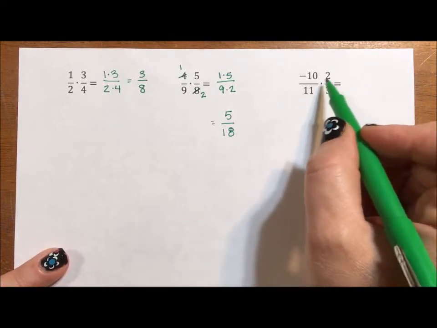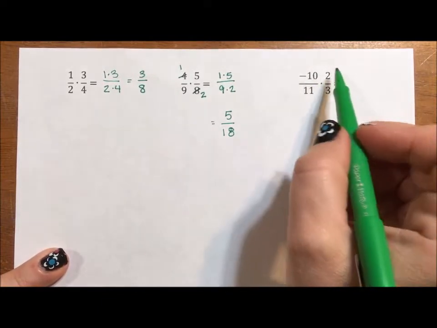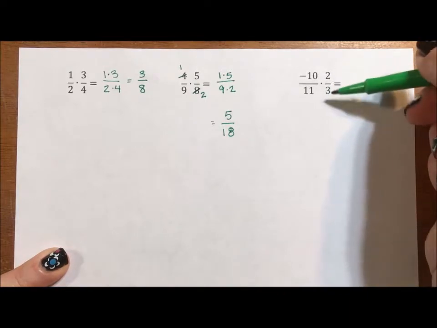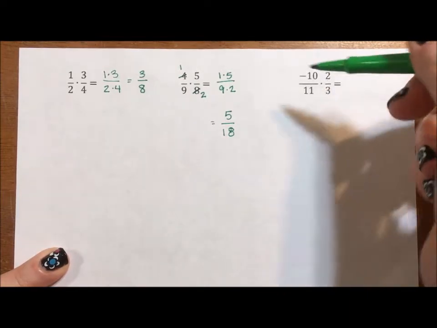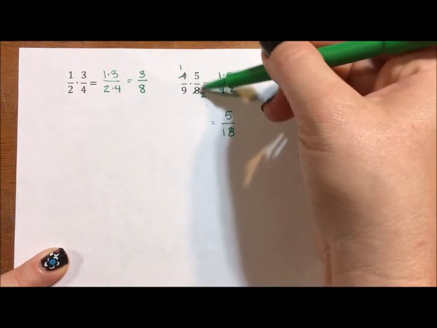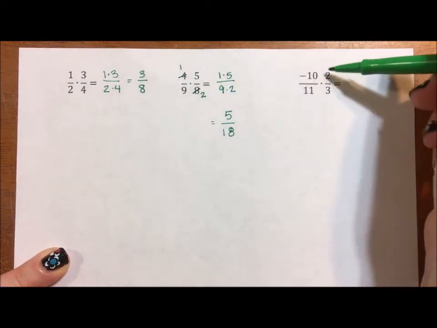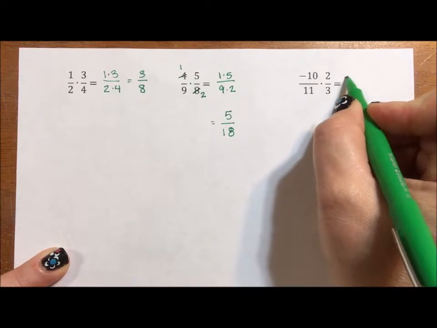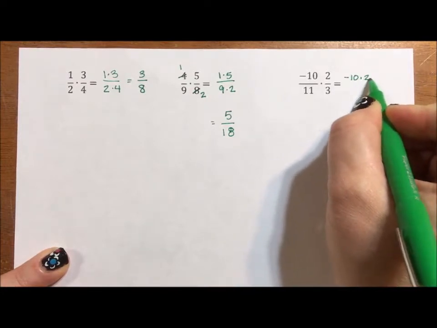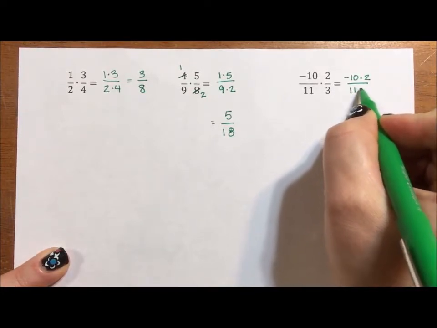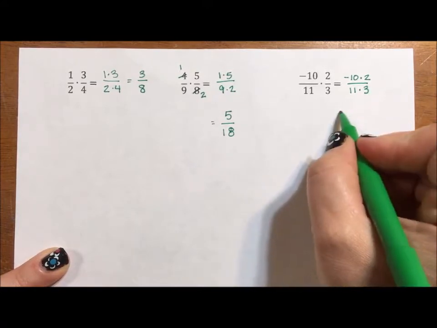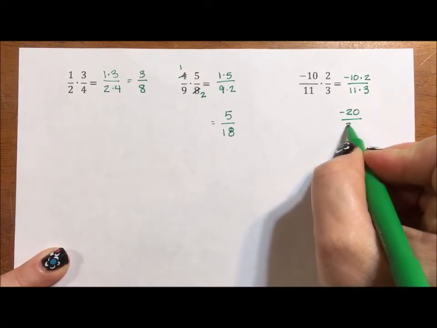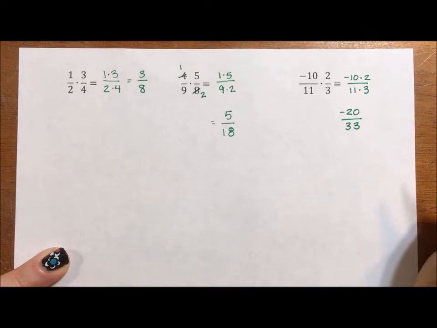So for my last one, a really common mistake I see is when you see this 2 and this 10, you want to reduce because 2 goes into 10. But if you think of this as north versus south, that's why when north goes against south, there's elimination. These guys are all in the north. They're not going to reduce each other. They're on the same team. We have negative 10 times 2. We have 11 times 3, which is negative 20 over 33, which is not reducible.